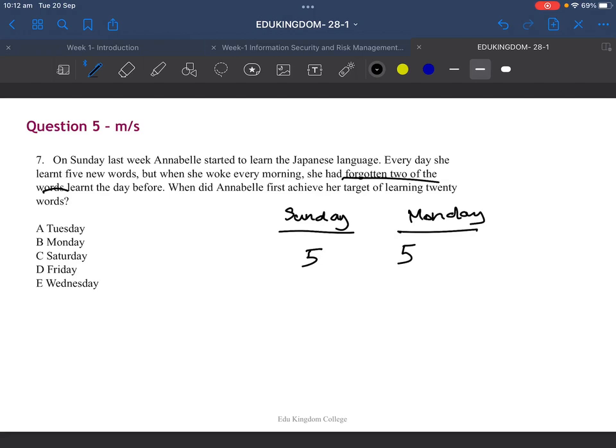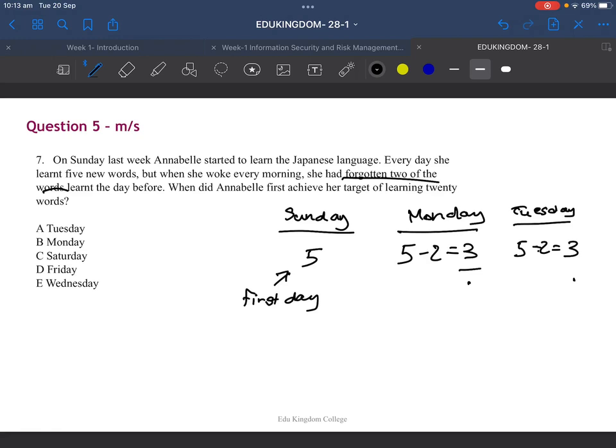Well, she learns 5 also, but because she woke up that morning, she loses 2. Meaning that in net or total, she only learns 3 words. How about Tuesday? She learns 5, but she also again loses 2, so we get 3. So can you see this pattern? Except for the very first day, she's only going to learn 3 words in total each day.